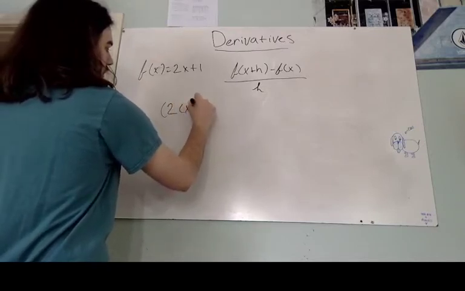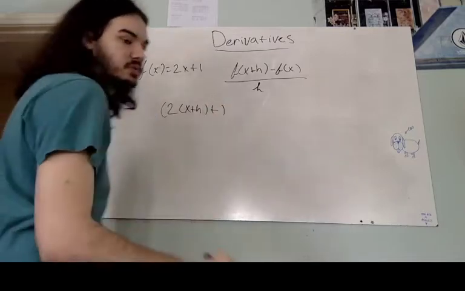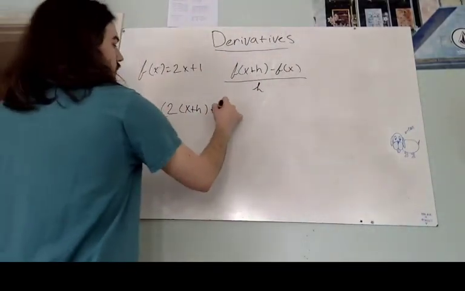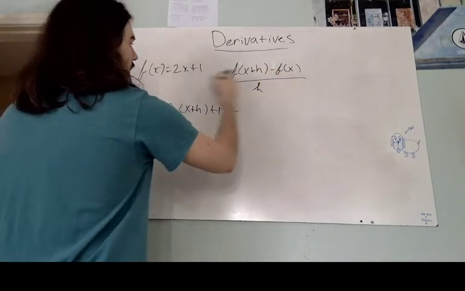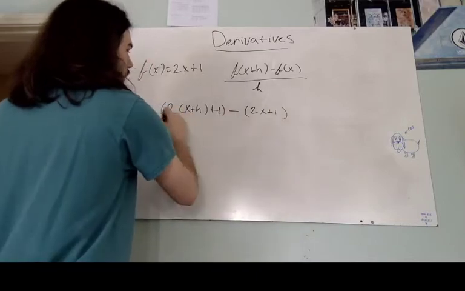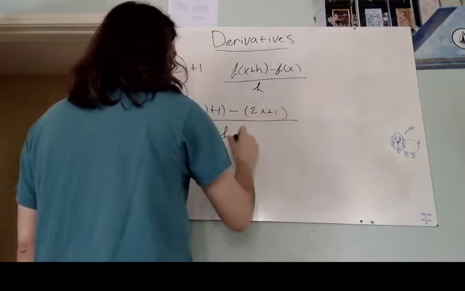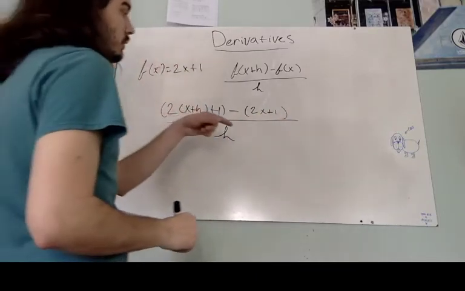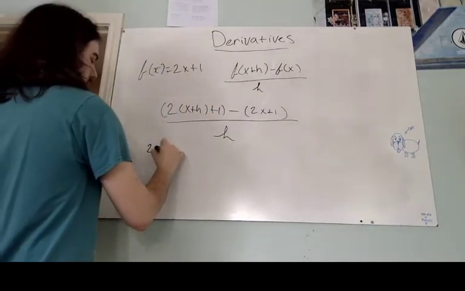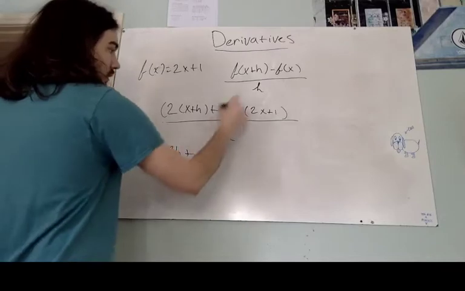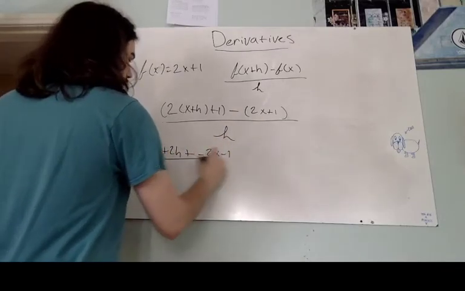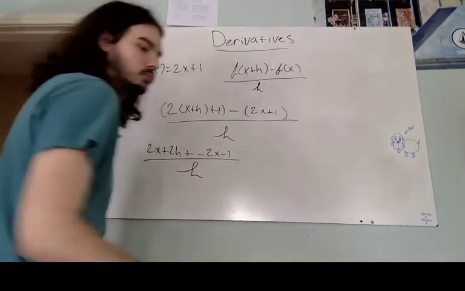2 times x plus h, plus 1. Plus 1 minus f of x, so 2x plus 1, over h. So now what I'm going to do is, well, why don't I distribute this first? So I have 2x plus 2h plus 1, and then I'm going to distribute this negative, minus 2x minus 1, all over h.